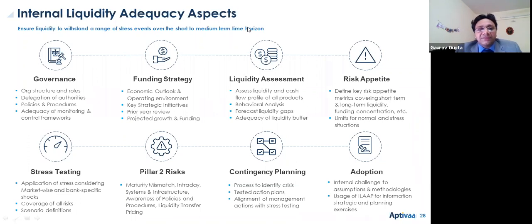In ILAP, there are a few particular sections which we are dealing with. First is the governance aspect. The governance aspect is something which a regulator is very keen on, whether it is capital or liquidity. They want to have a proper liquidity risk management framework, and that particular framework should be approved by the board.